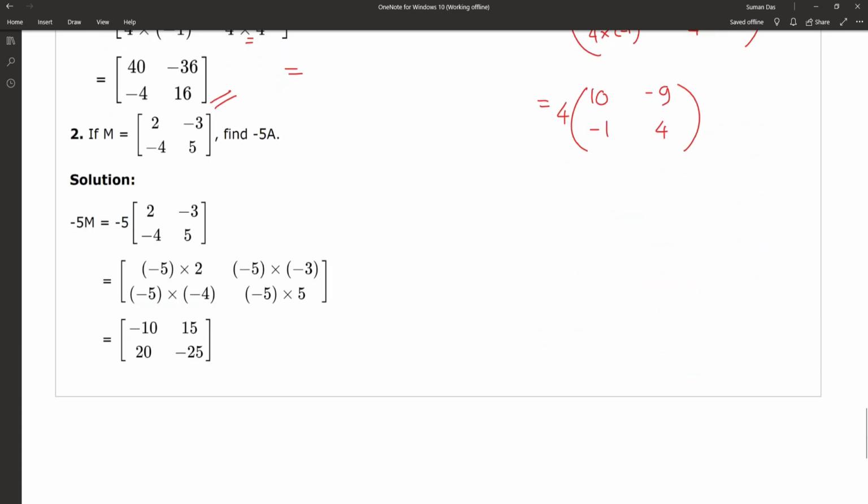Let's check another example. Capital M is a matrix [2 -3; -4 5]. Find minus 5 into M. So we multiply minus 5 with each and every element of the matrix, and we get minus 5 into 2, minus 5 into minus 3, minus 5 into minus 4, minus 5 into 5, or the resultant matrix [-10 15; 20 -25]. So that is the explanation of a matrix multiplication with a scalar.